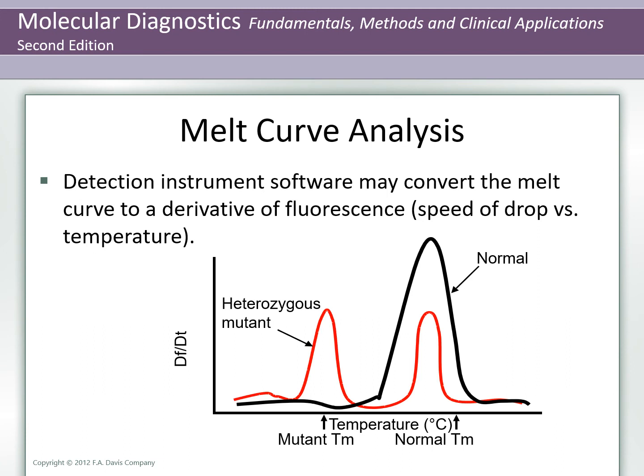Instrument software subsequently plots the derivative of the fluorescence data versus temperature to show the melt curve as peaks at the melting temperature of the test sequence. A normal homozygous sample should have a TM that can be distinguished from that of a mutant sequence. In this example, you can see that the mutant is shown in red compared to the normal sequence showing one larger peak in black.